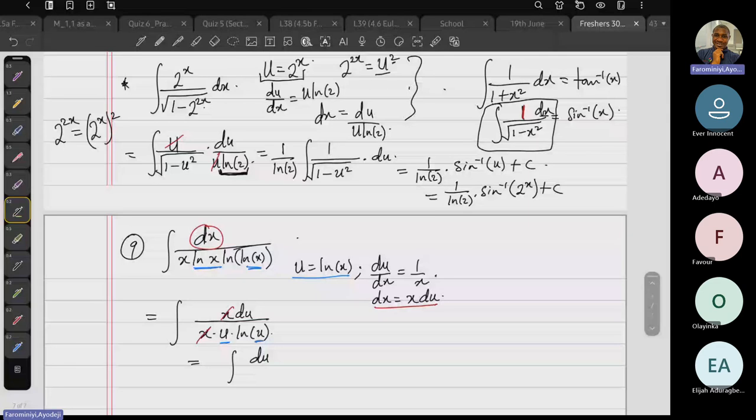So this is now like a different question. So if you have integral of 1 over x ln x dx. Your screen has paused again. Okay. Let's see.